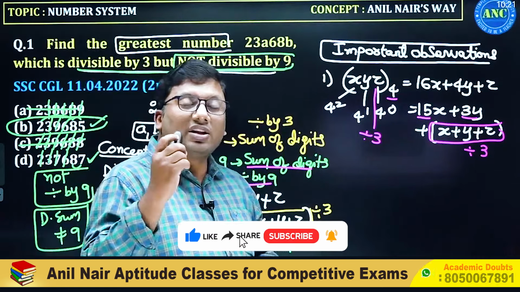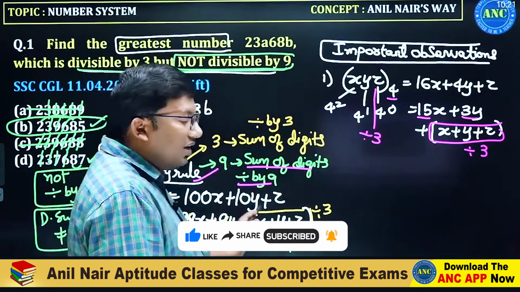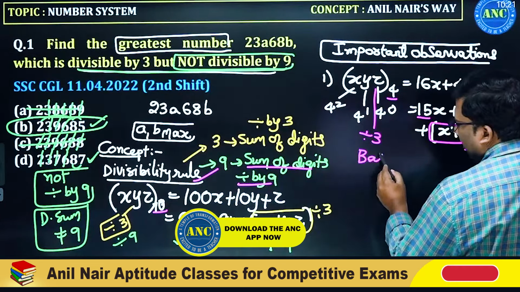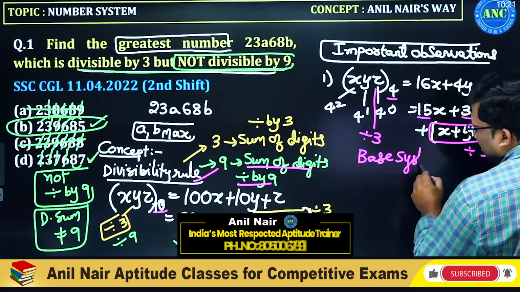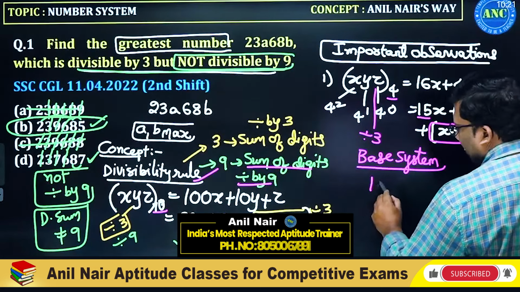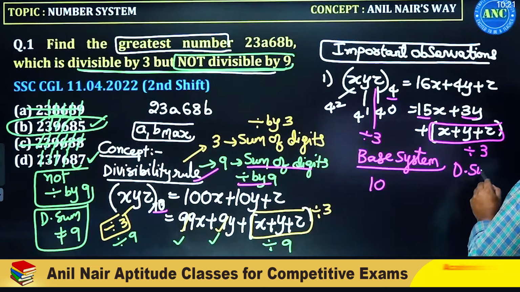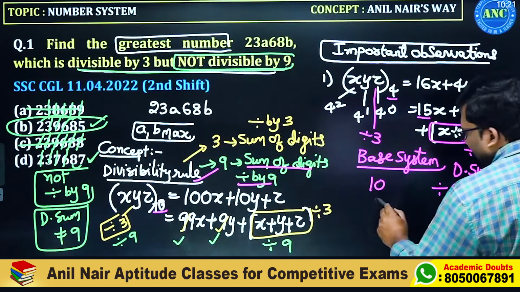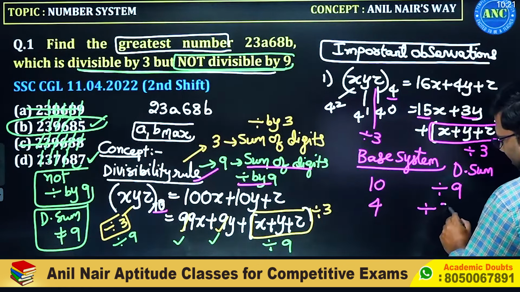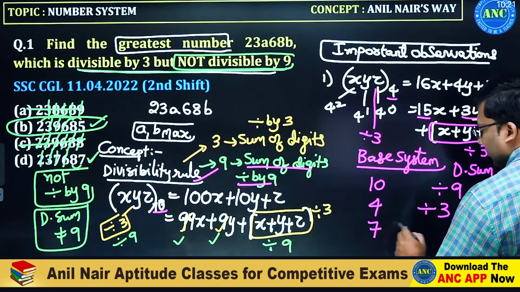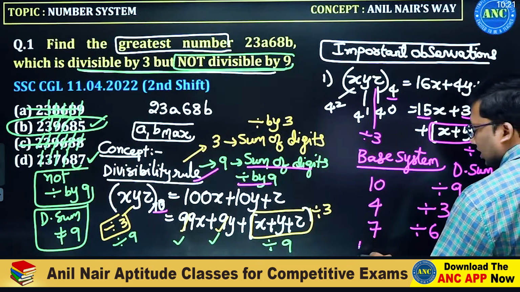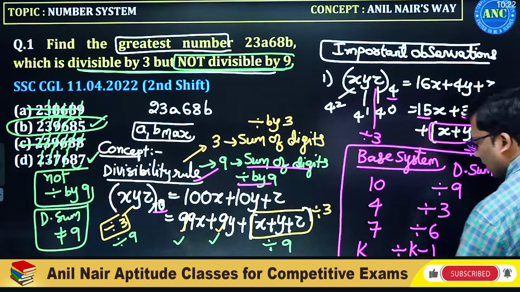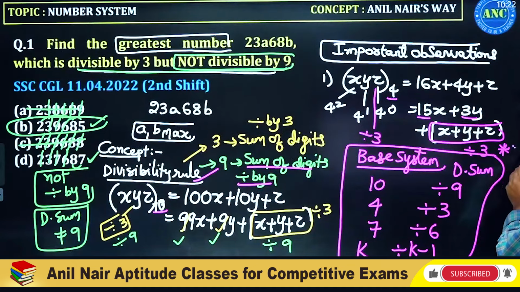Listen carefully to these points. In base system 10, the digital sum is divided by 9. Very, very important concept, sir. How to use the digital sum in any base system? In base system 4, the digital sum is divided by 3. In base system 7, the digital sum is divided by 6. In base system k, the digital sum is divided by k minus 1.